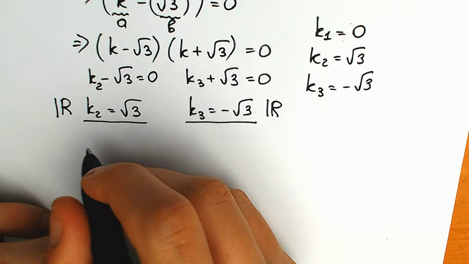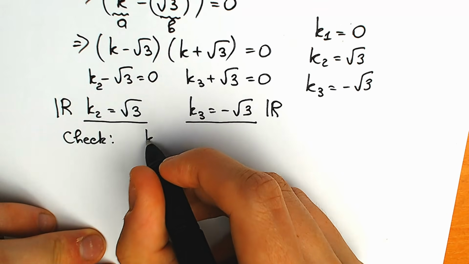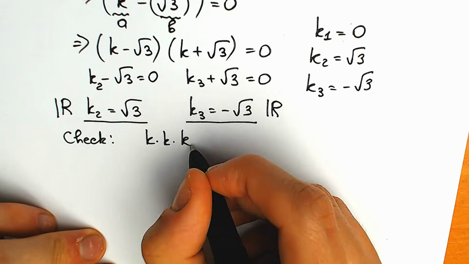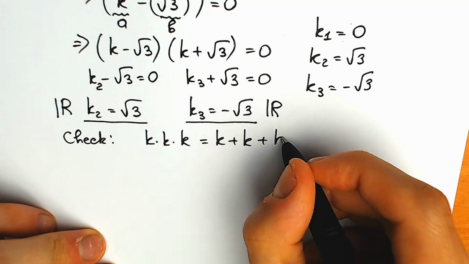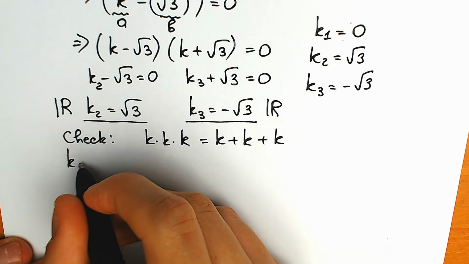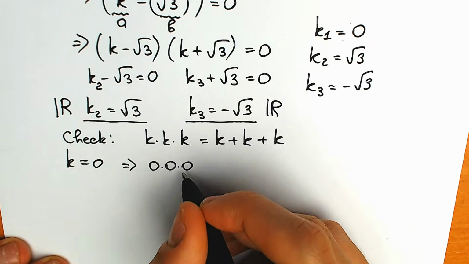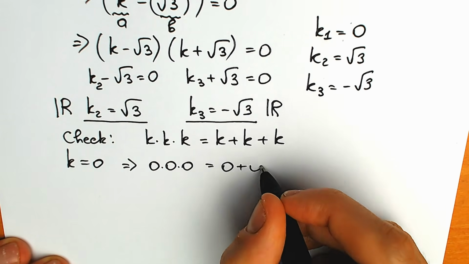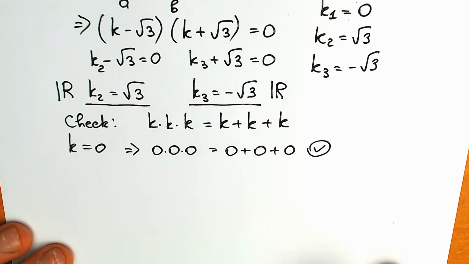So first of all, I want to rewrite our question right here. So we have k times k times k equal to k plus k plus k. So right now let's check, for example, for k equal to 0. So we already checked it. So k equal to 0, everything is great. 0 times 0 times 0 equal to 0 plus 0 plus 0. Everything is great. Right now let's check real quick this root.